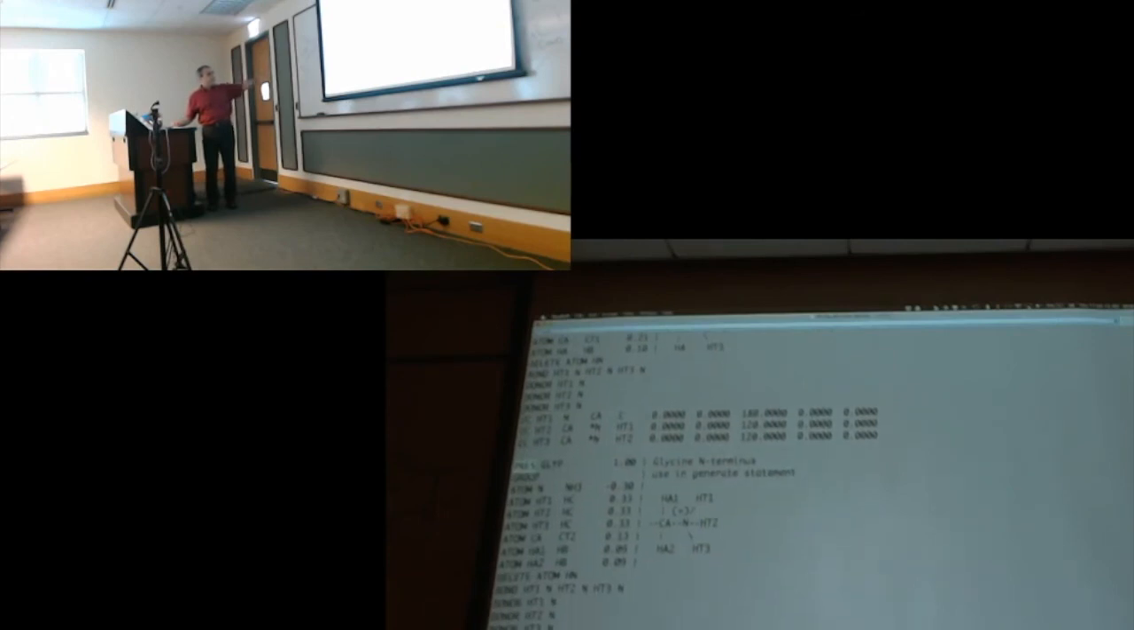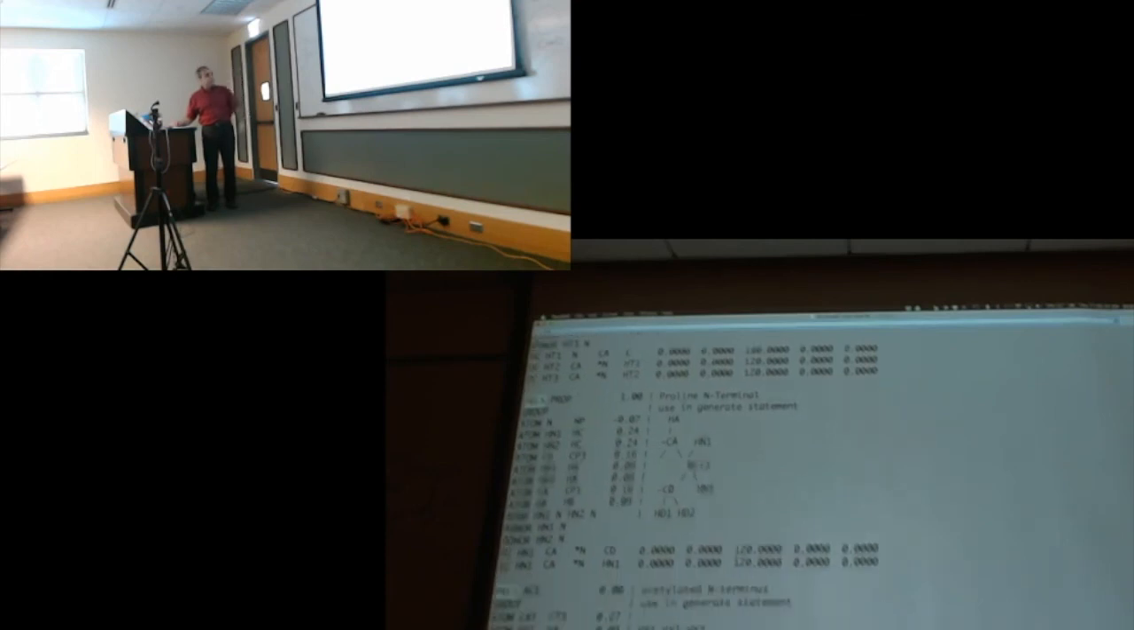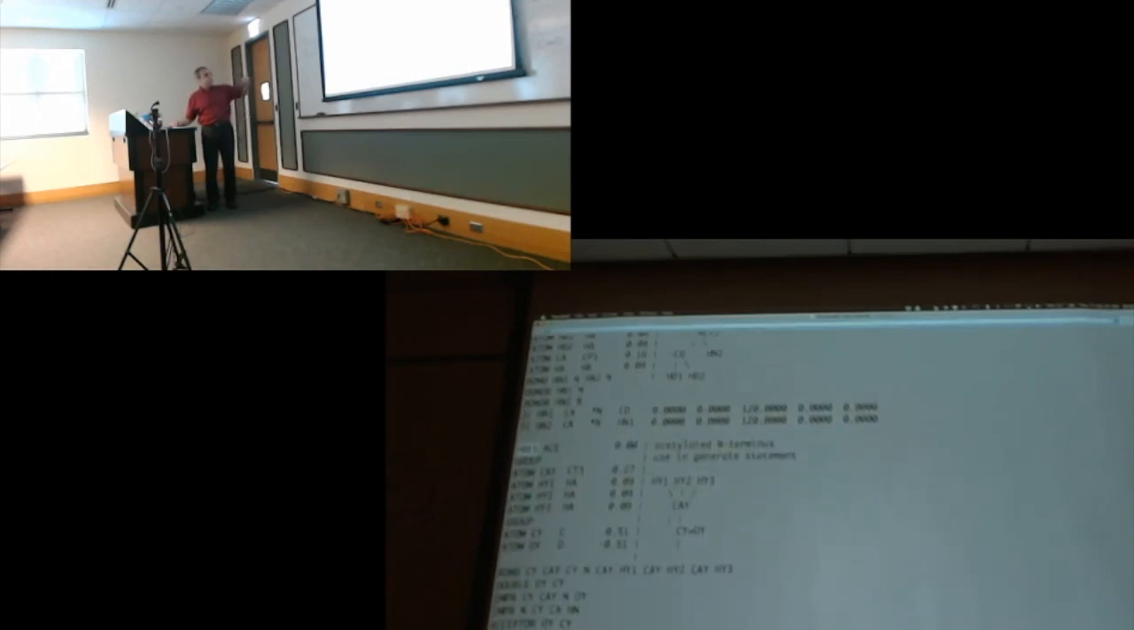Glycine has a special patch because it has two hydrogens connected here, so it should be treated differently. Proline is the same. It has a different backbone. You need to apply a different kind of patch to it. This is a different patch for the acetylated N-terminus. This is one example of a neutral patch that you can apply.